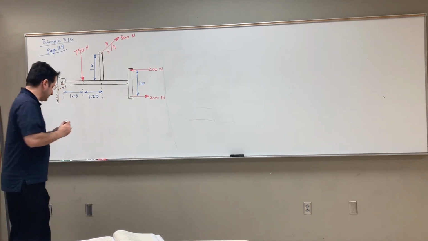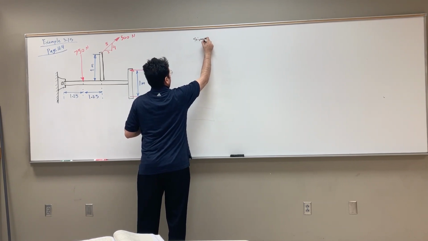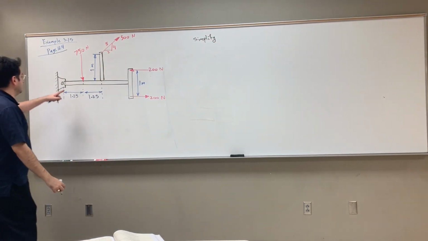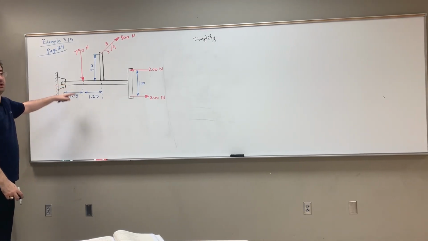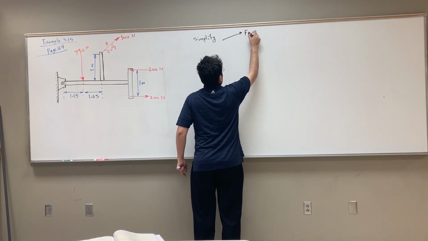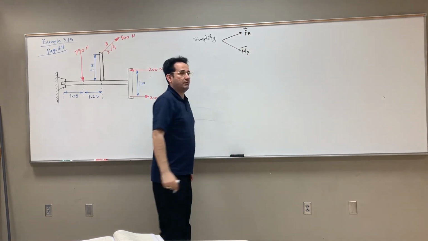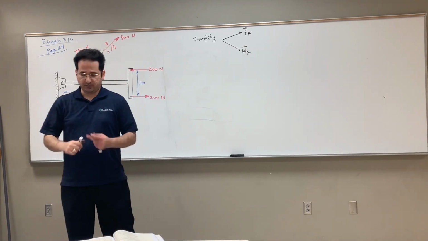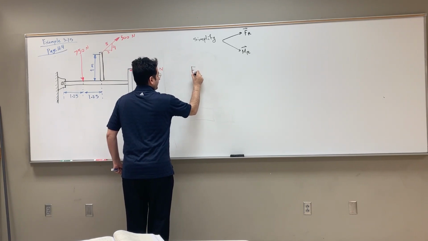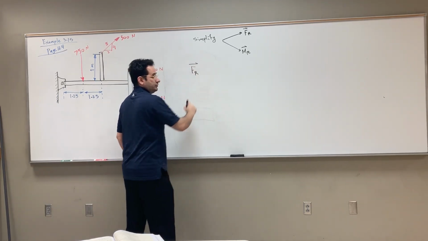So in fact, the question says simplify the system of forces at point O. So you end up with one resultant force and one resultant moment. This is the objective of simplification, right? So what should I do for resultant force? Resultant force, right, is a vector in 2D.